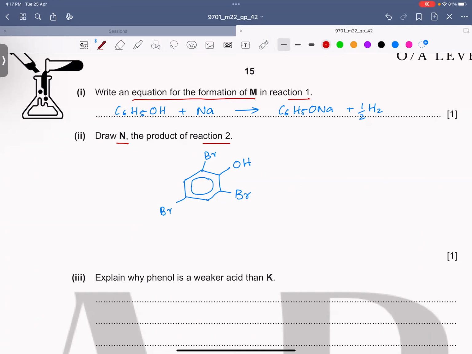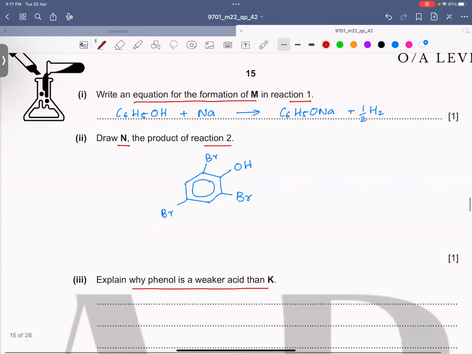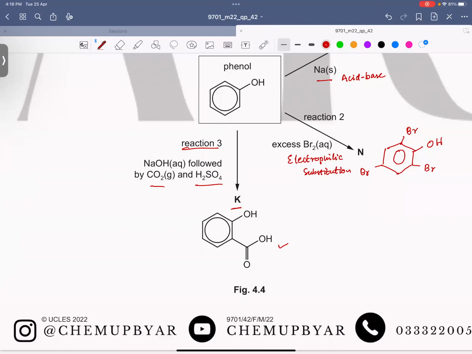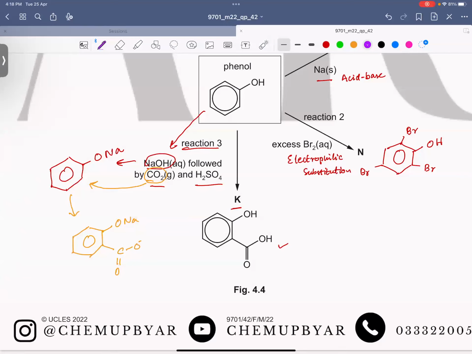Now in the next part, they are asking to explain why phenol is a weaker acid than K. First, let's discuss K. Here you are getting K. It means, what would happen when we have added NaOH to a phenol. First, that phenol is actually converted into this thing. And then when we have added carbon dioxide to this, it is converted into this thing. And then when we have added sulfuric acid to this, this would form.